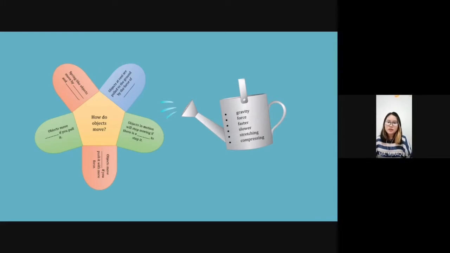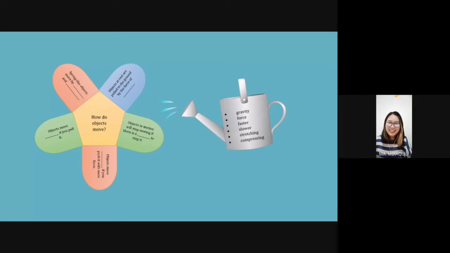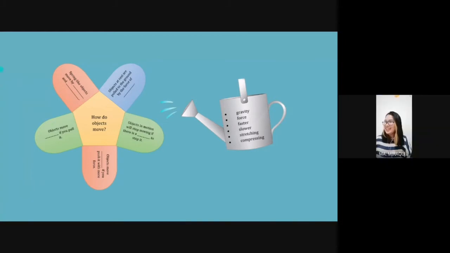By those pictures that I'm showing, what can you observe? A flower, that's right. And what is the other object? A watering can. So your job today is to save the flower by providing the right answer for each petal, using the guide and the watering can, just like how we water our plants or flowers to save them. Who wants to save the flower first?